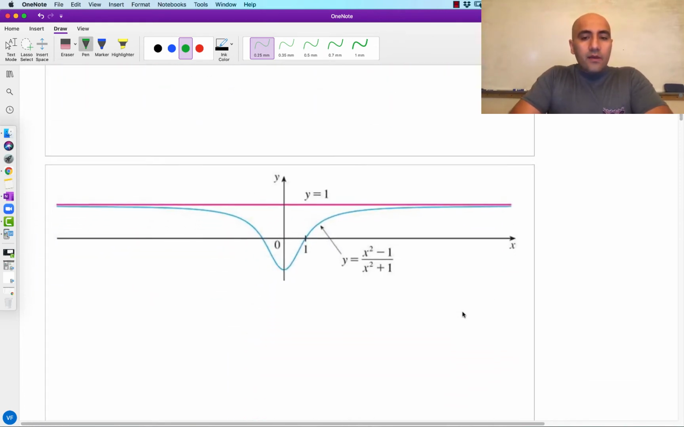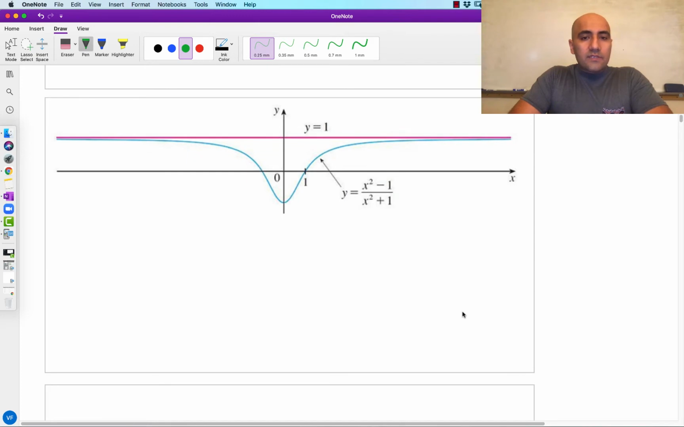Here's an example. This is similar to the one we were working on. This is one of the examples in your book. It has a nice little picture, so I thought I'd throw it on there. So here we have another example where we have our function y equals x squared minus 1 over x squared plus 1. And so its graph looks like this. And we see that it's approaching the line y equals 1.